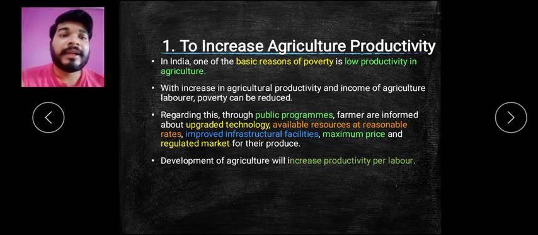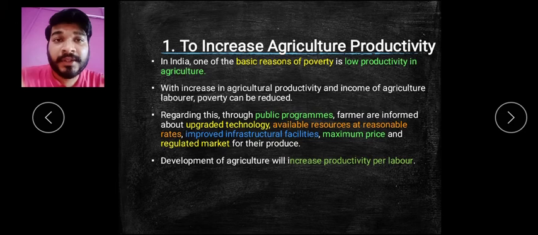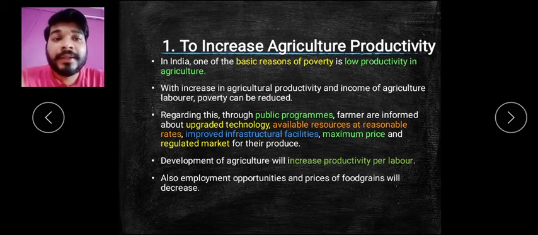Then after that, you find the development of agriculture will increase the productivity per labor. It means that per person the productivity of the agriculture sector will increase if we follow all these techniques, that is, the farmer will follow these particular techniques. Then also the employment opportunities will increase and the price of food grains will decrease.